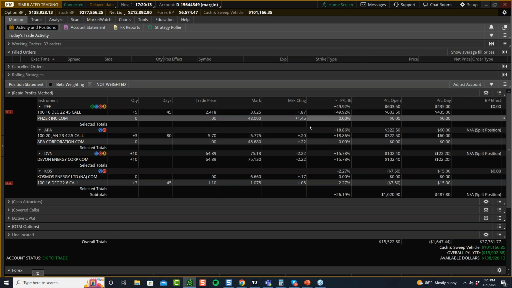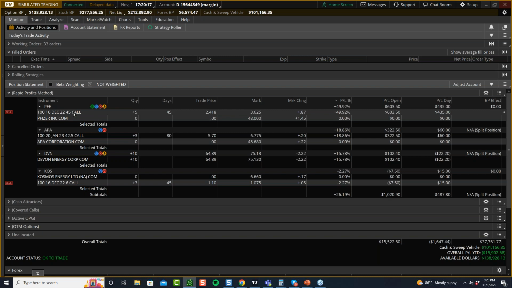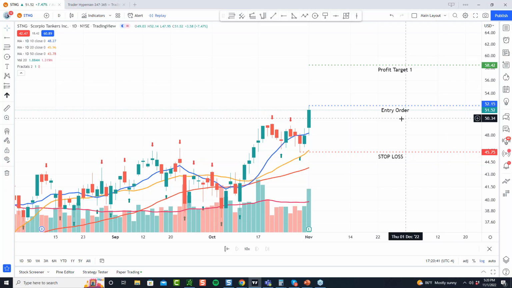Down here on this list, this says rapid profits method. These are active open signals that I've sent out. These are option trades. The same method I just showed you on Sting, setting up the stock, you can do the same type of setup on options, buying long calls, buying long puts, same process. It's the same way to find options as I found here.